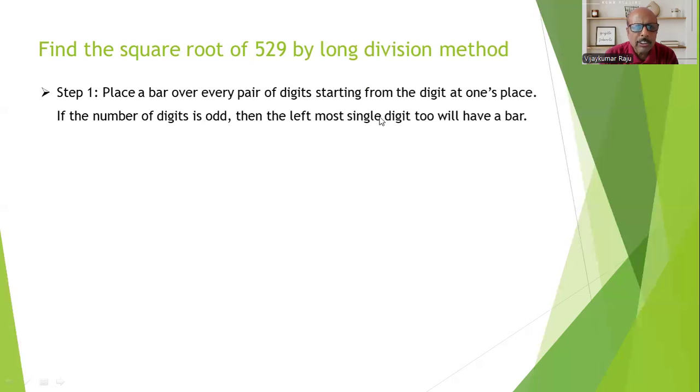If the number of digits is odd, then the leftmost single digit will have a bar. This is 529, so 529 is the number. You start from the units place and put a bar over a pair. This will be your first pair, and here you are left with only one digit. Though it is not a pair, you put a bar over this as well. So you get one single digit and one pair.